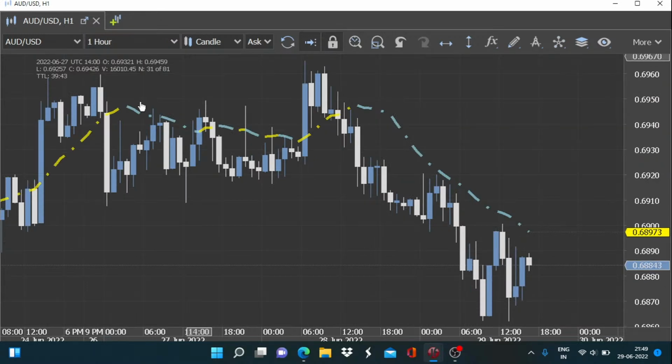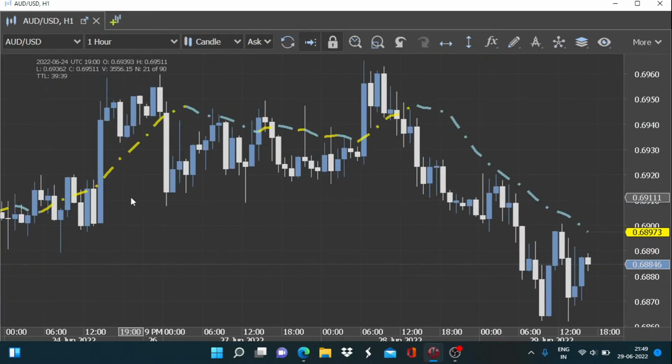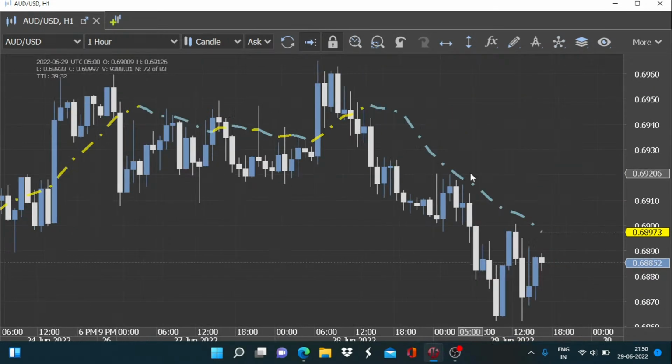So guys, that's it from my side for today's session. I hope you had fun with me while looking at this SMA formation, the uses of the SMA, and how we can customize it as per our requirement on this JForex platform. So that's it for the day.